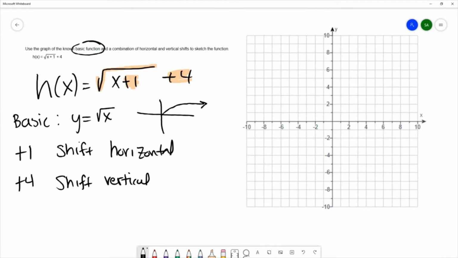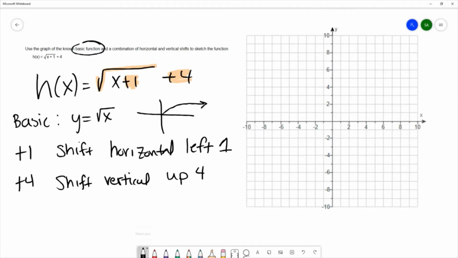Now, horizontal could be either left or right. Because this is a plus 1, I know it's going to move to the left one. A vertical shift is either up or down, and because this is a plus 4, I'm going to go up 4 with my graph. So now I'm ready to graph my function using these transformations.